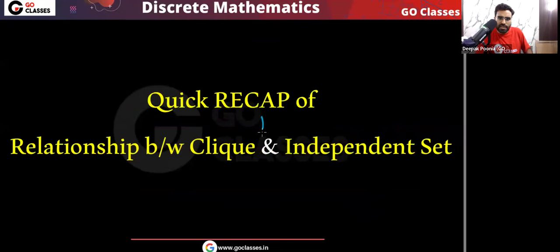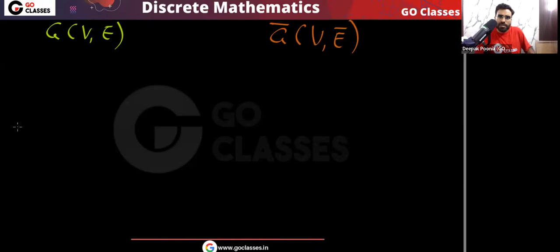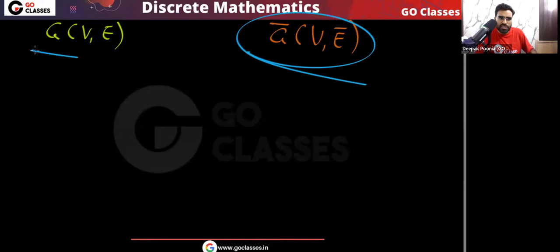Now let's see the relationship between clique and independent set. What is the relationship? It's actually very simple. Let's consider graph G(V, E). What is complement of a graph? We have already seen complement of a graph, that is G complement. It will have the same vertex set, but the edges will be complemented. Means in the G complement we have those edges which are not in G. If there is an edge in G, then that will not be in G complement. If there is no edge between two vertices A, B in G, then that edge will be in the G complement. So remember, in the G complement we have those edges which are not in G.